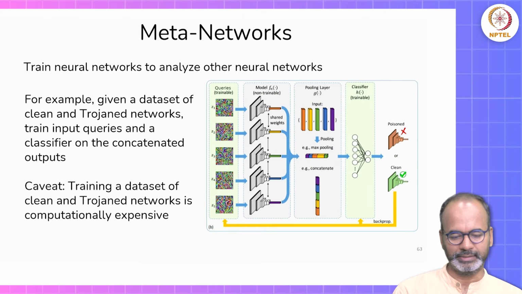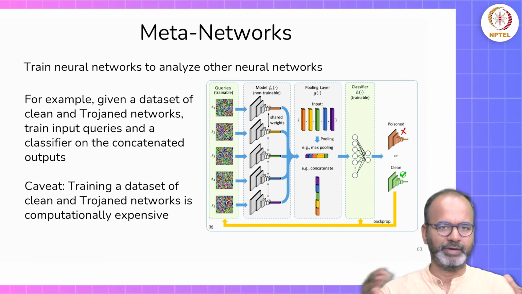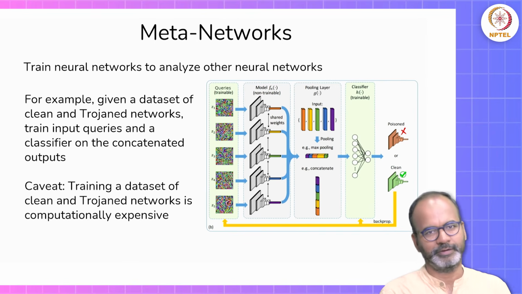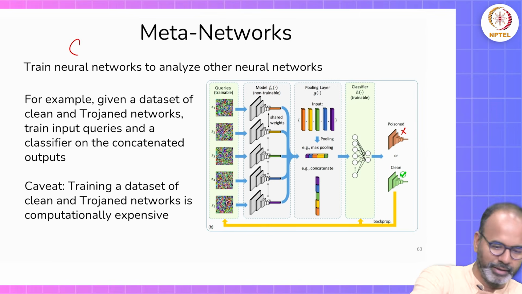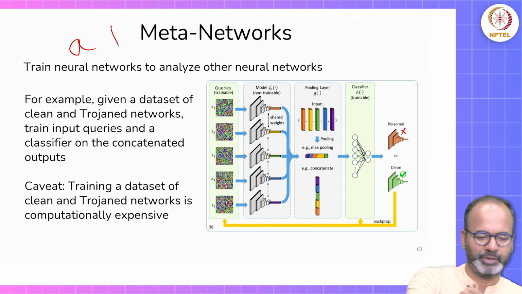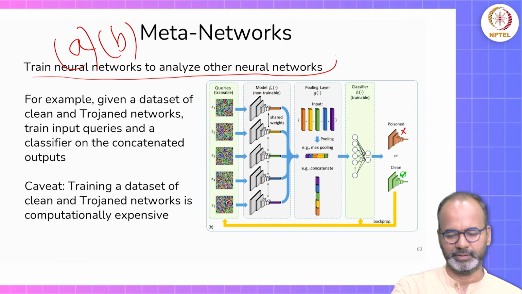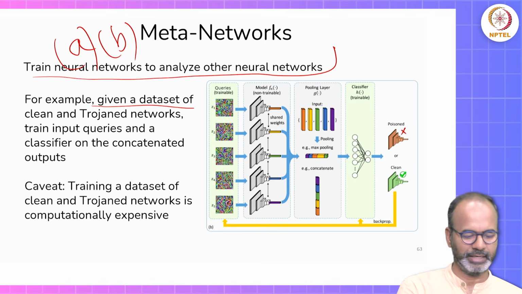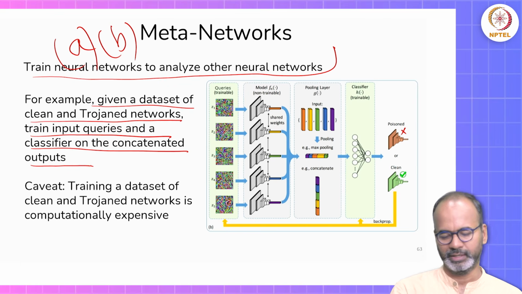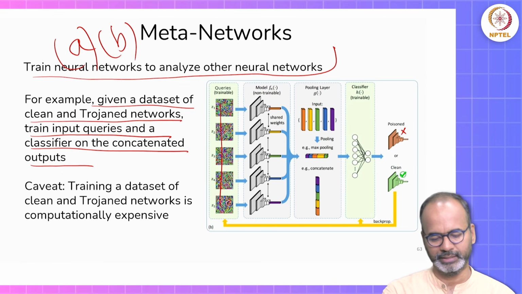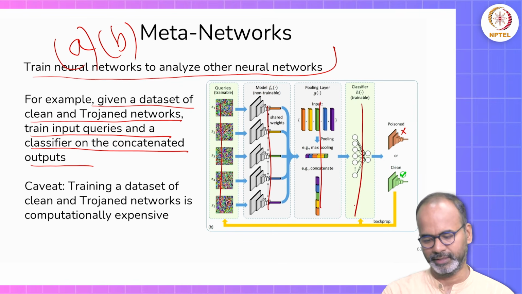And there are also other methods. In this method, they took the idea of, look, can we generate another neural network to identify whether a neural network A has a Trojan in it? So build a neural network B to find out whether A has a Trojan in it. Train a neural network to analyze another neural network. For example, given a dataset of clean and Trojan networks, train input queries and a classifier on the concatenated output. The image here is showing the same thing: queries, model, layers, classifier, and the output as poisoned or clean.